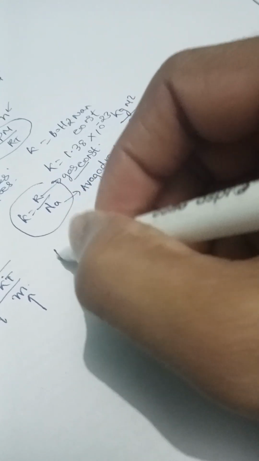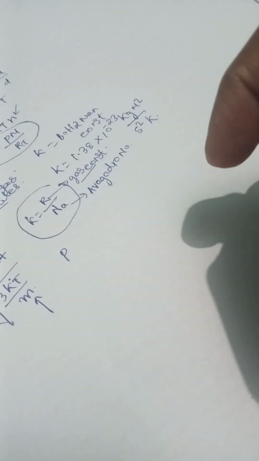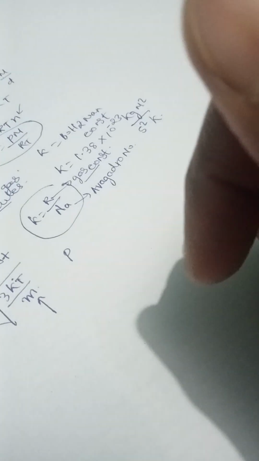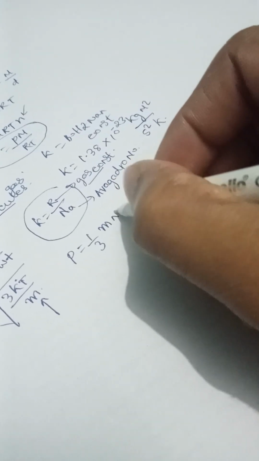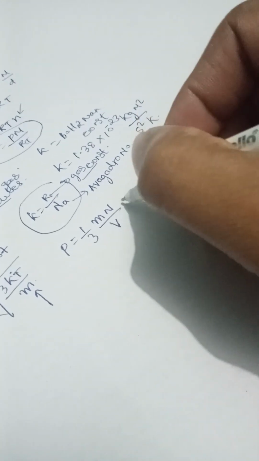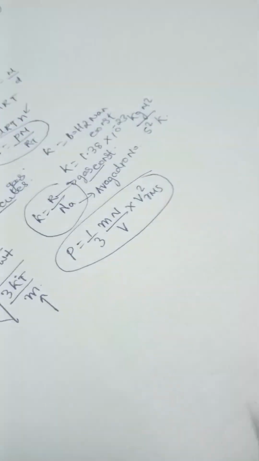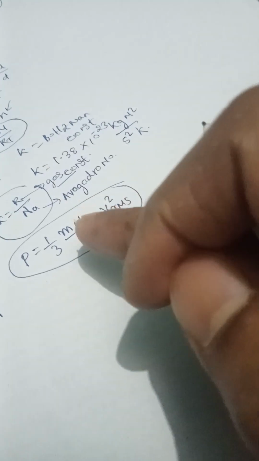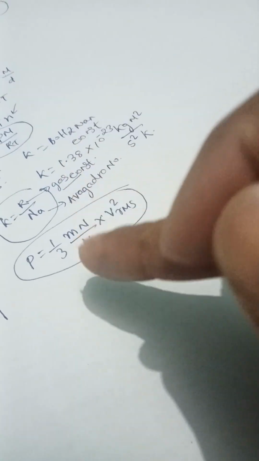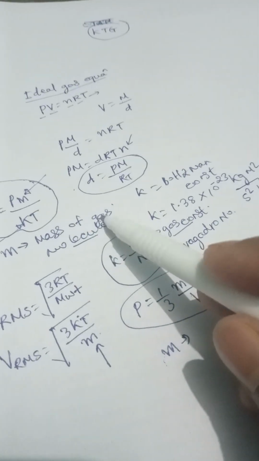Now if we want to write pressure in terms of mass of each gas molecule, total number of molecules, volume of gas, and RMS velocity, then pressure will be written as 1 by 3 small m into capital N upon capital V into V square RMS. Very important formula. This was asked in the NEET examination, not once, not twice, it was asked 3 times. What is m? Again, m is the mass of each gas molecule.